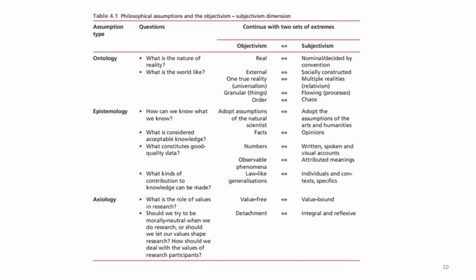If we are talking about axiology, what is the role of value in the research? That is the question that axiology asks. So the balance is, should we try to be morally neutral when we do research, or should we let our values affect our research? How should we deal with the values of research participants? That's also an important question. The objectivist says that our research should be value free. We should be detached from the research process, so the process should be defined. And as we will see further in the hypothetico-deductive research approach, which is mostly based upon this axiology, we try to detach ourselves from the research process.